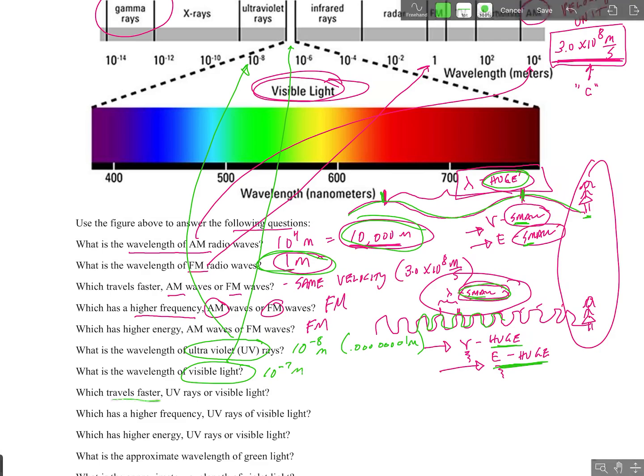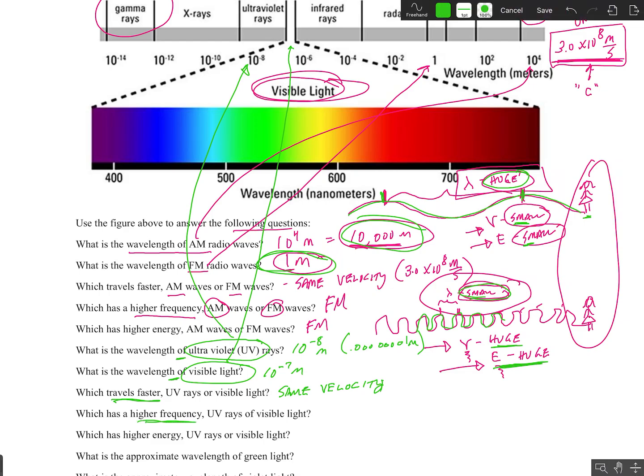Do you remember which of those would travel faster? Would it be ultraviolet or would it be visible? Okay, good. If you said it was the same speed or same velocity, you are correct. Remember, they all travel at the same speed, which is the speed of light, 3 times 10 to the 8th meters per second. Now, here's the tricky part.